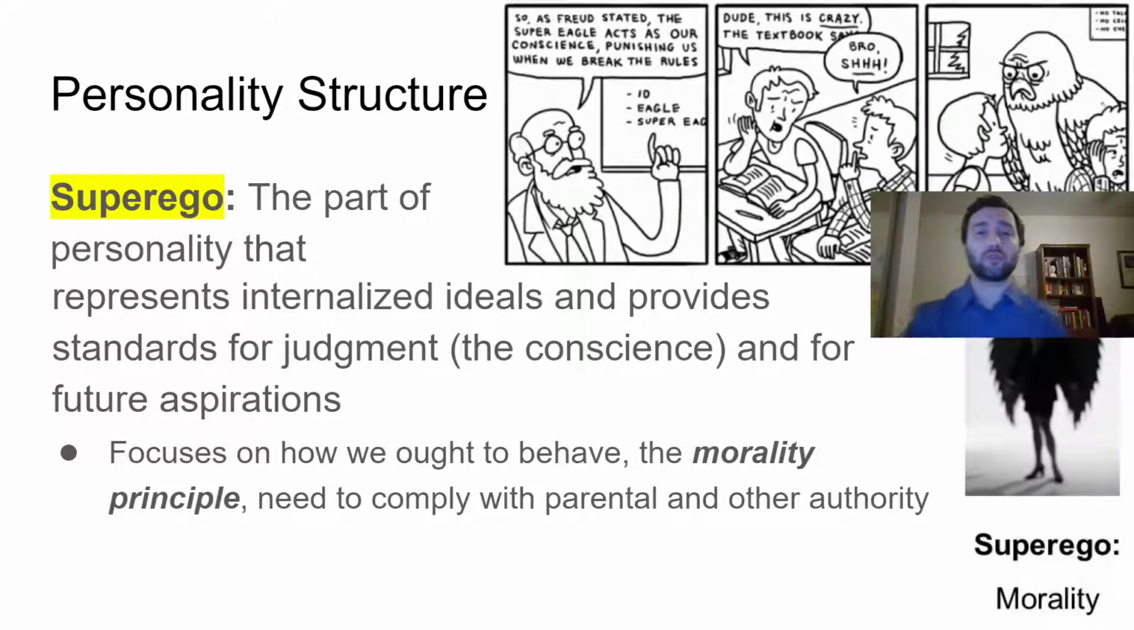From the id, we get to the superego. So these are kind of like the opposite sides. If the id is like the little devil on your shoulder, the superego is the little angel, right? I kind of like to think of it that way as well. So you've got the little devil and the little angel on your shoulders.